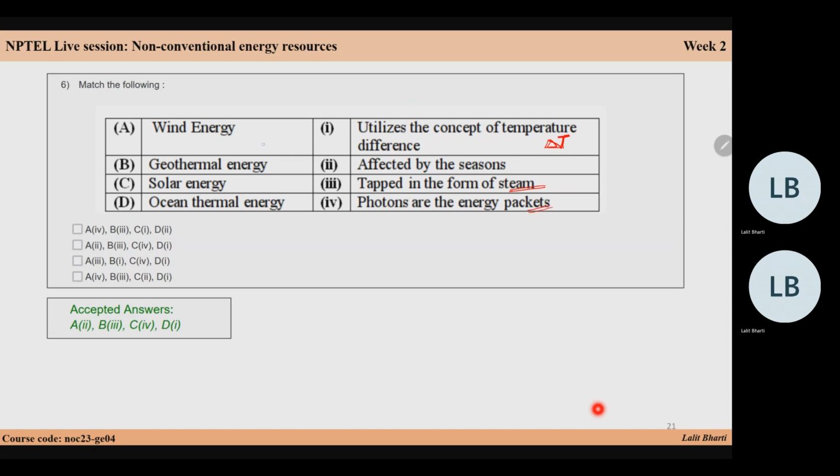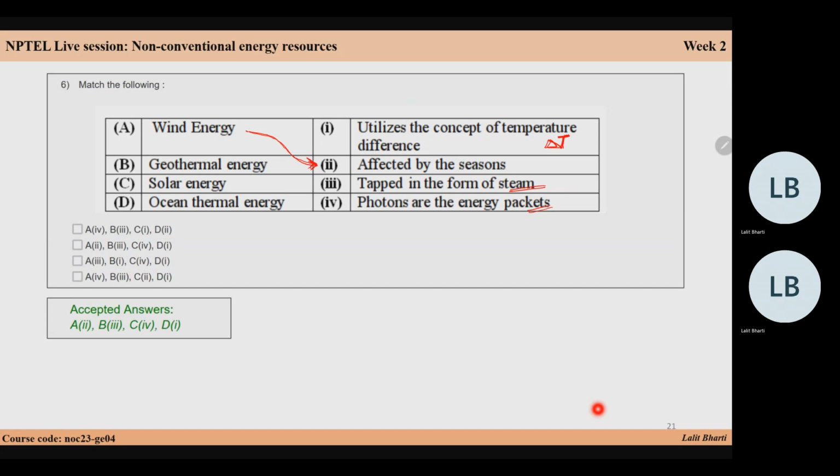So wind energy gets affected by the seasons, because if in this season the wind streams are high, then the generation of energy is higher. If the wind currents are lower, wind flows at low speeds, then the wind energy generation is also lower.